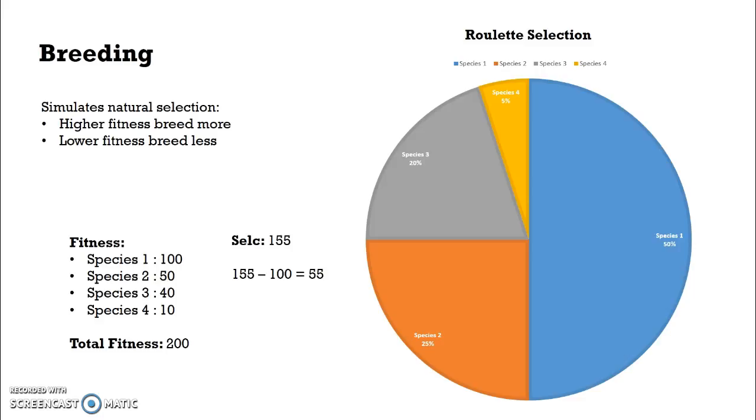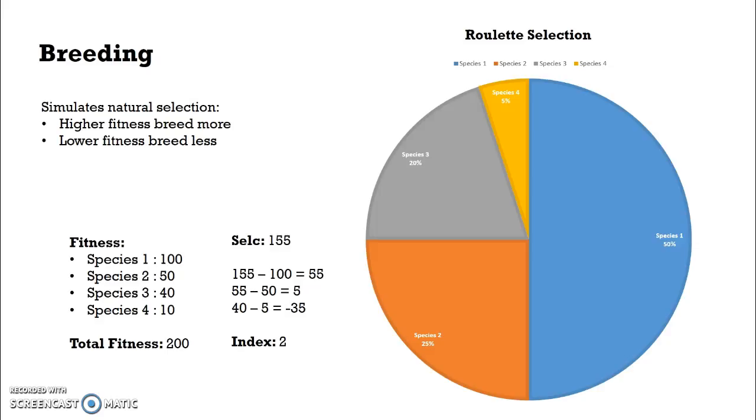So we'll go through the first species, subtract 100, which is their fitness, and it is not below 0, so it continues, subtracts 50, still not below 0, and finally it subtracts 40, and the value is negative 35, and it's below 0, so it will choose index 2 for it, which is species number 3.